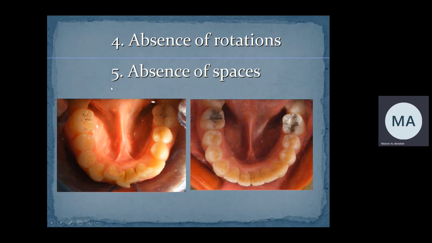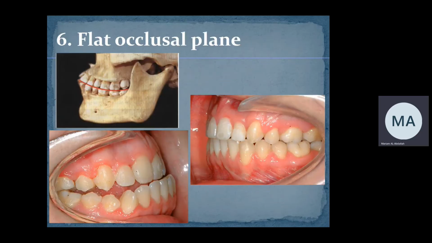The fifth key to Andrews' normal occlusion is to have no spaces. And finally, the occlusal curve should be flat or very, very mild. So this is what we call the curve of Spee. This is too much curve of Spee. This is too much curve of Spee.